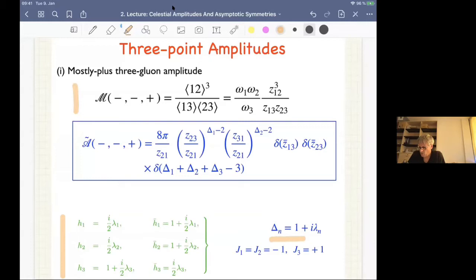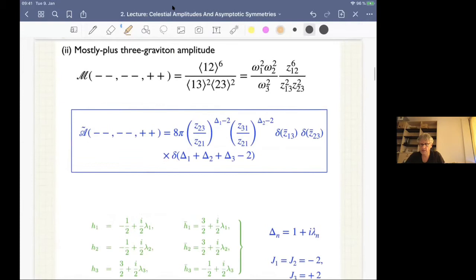And of course, you see that it doesn't look like a straightforward conformal field theory as you are used to. Because we have these delta functions, the holomorphic piece looks like a very familiar CFT, but there's this anti-holomorphic dependence, which is quite different. And then we also did the mostly plus, the graviton amplitude.